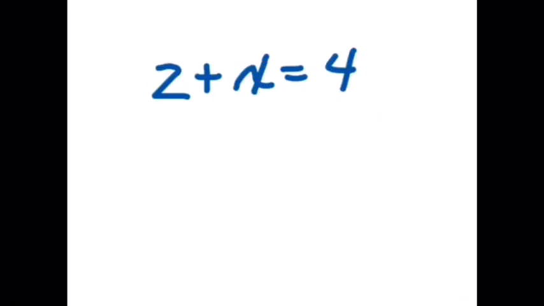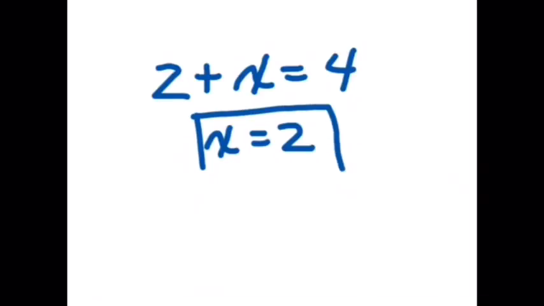Now, ever since we first learned numbers way back when, we've always looked for the answer to a problem. So for example, let's say we have 2 plus x equals 4. Well, that's a simple one, right? We know that x equals 2. That's the solution. That's the equality. So there's only one solution, but there's an infinite number of numbers that are not solutions.